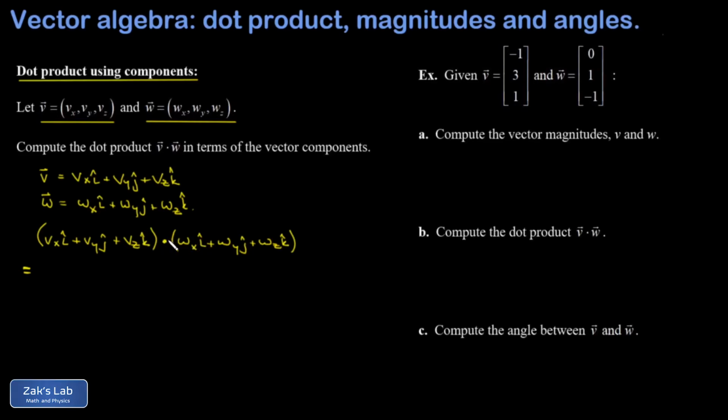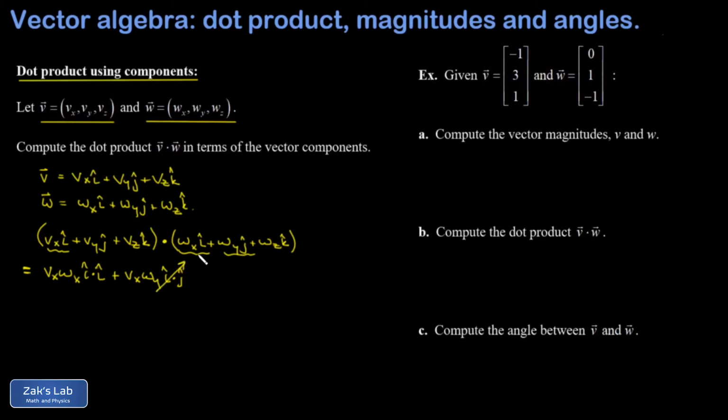If I know that the dot product is distributive, then that means I get 9 terms out of this. I'm going to get a vx i hat dotted into wx i hat. I'm going to get a vx i hat dotted into wy j hat. And that first term would give me a vx wx times i hat dotted into itself. The second term, a vx wy and an i hat dotted into a j hat. And the third term would have an i hat dotted into a k hat.